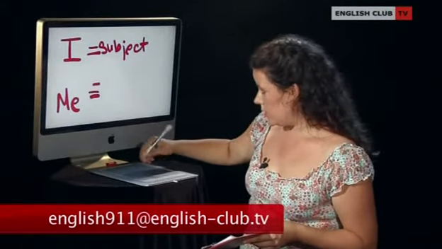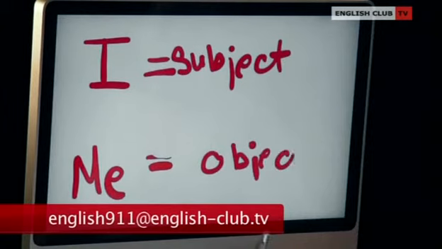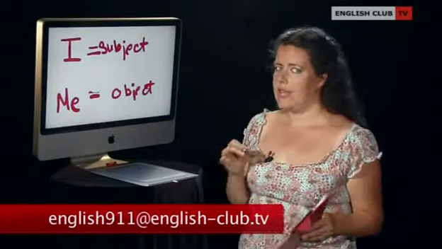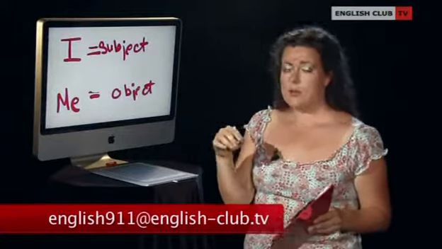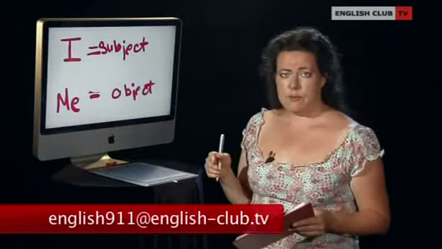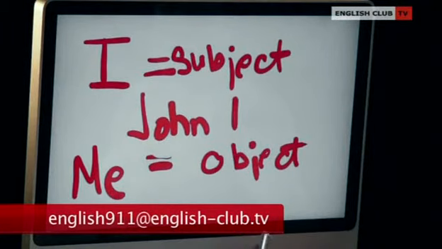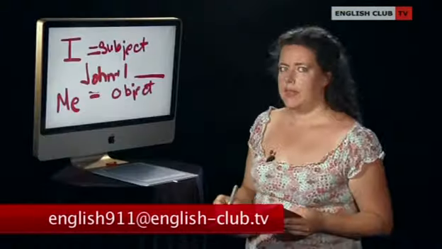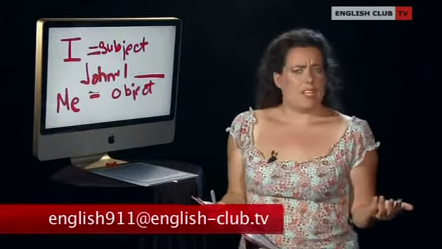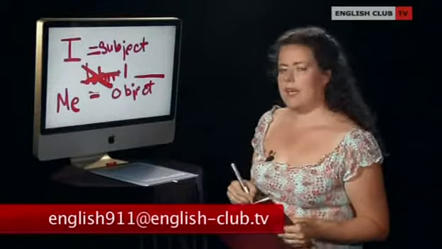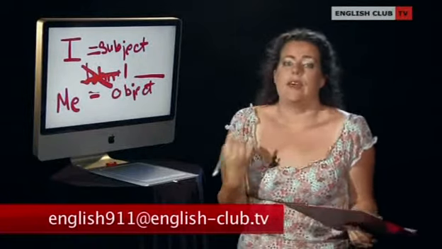Me is the object, either direct or indirect. Now, when I was young, I didn't understand the difference between subject and object. So the way my teacher told me to realize the difference is, for example, you have John and I are going somewhere, and you wonder, do I really need John and I, or is it John and me? The way to hear the difference is to just take out John. Just say, am I going somewhere? Yes, I am going somewhere.